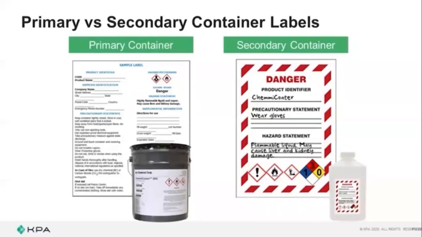If a secondary container, or a container other than the one provided by the manufacturer, is used to store the hazardous chemical, it must also be labeled with the following requirements: the product name, precautionary statement, pictograms, a signal word, and a hazard statement. It's best practice to include as much information as possible.